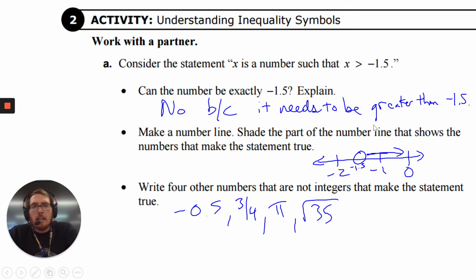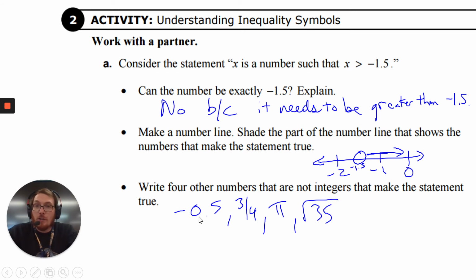Okay, so for this example, it says x greater than negative 1.5. So the question is, can you include negative 1.5? And the answer is no, because it has to be greater than. It can't be equal to. Remember, the greater than or equal to would have the greater than symbol and then the line underneath it to represent equal to. This would represent everything from this open spot at negative 1.5 to the right, because you want greater than. Four other numbers that would make this work.